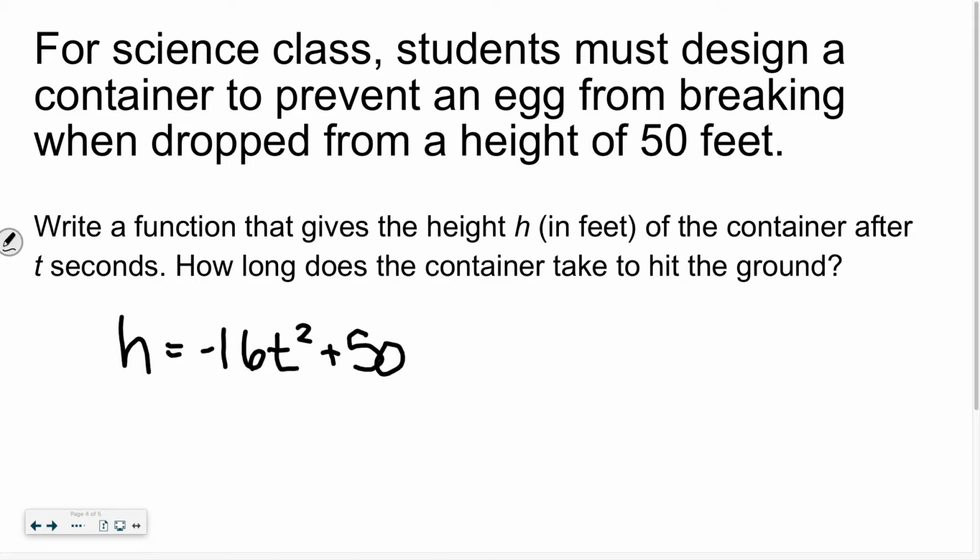Yes, we're doing it. It's a dropped object. I'm dropping an egg. Why is it 16 then? That's the gravitational force on Earth divided by 2, in our system, not the metric system. By feet. Yeah.